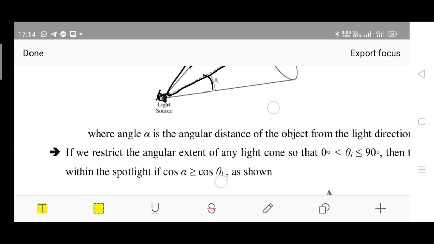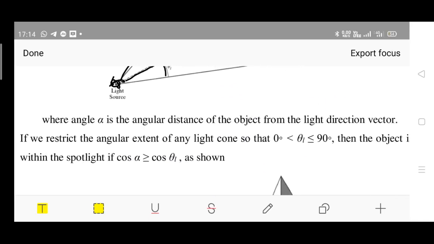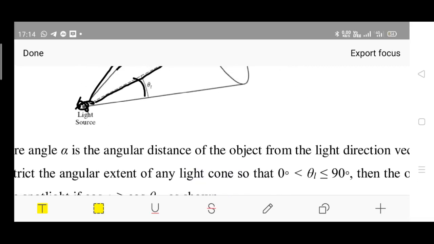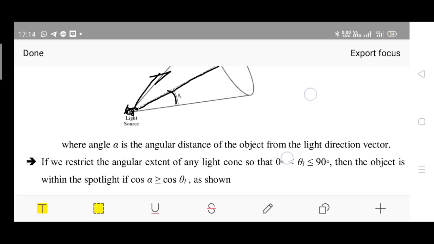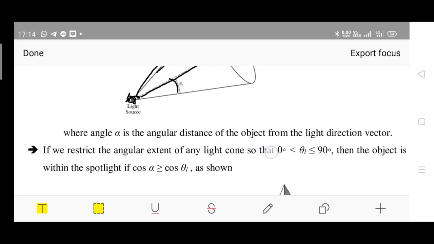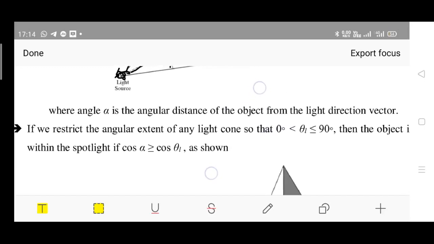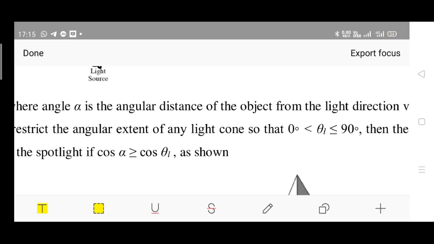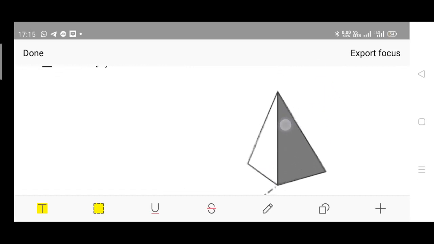If we restrict the angular extent of any light cone so that the angular displacement theta l lies in the range 0 to 90 degrees, then the object is considered to be within the spotlight. There is a condition to be satisfied: cos alpha is greater than or equal to cos of theta l, which is shown here. This is called the object in the range of the spotlight.